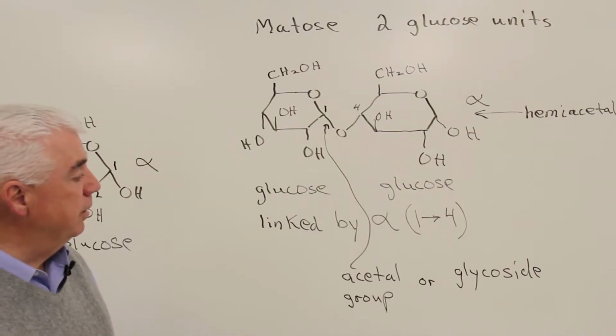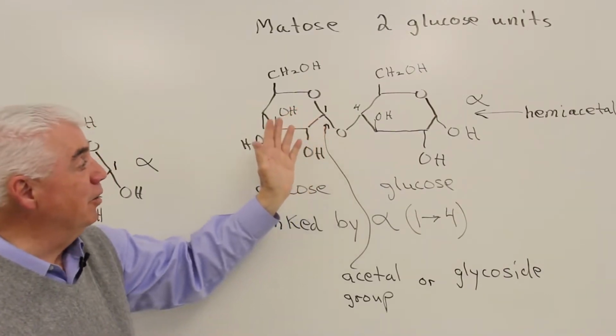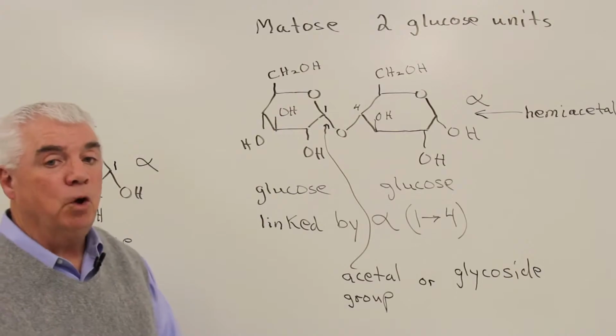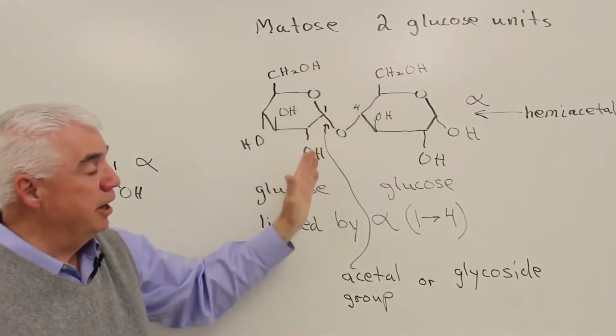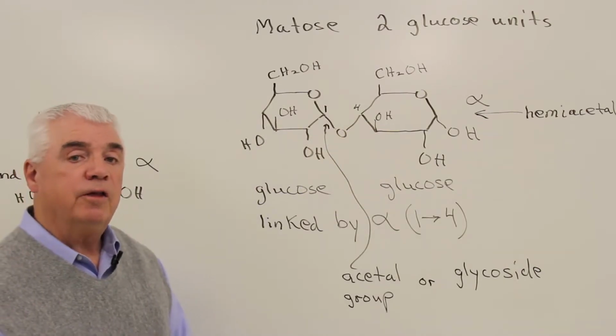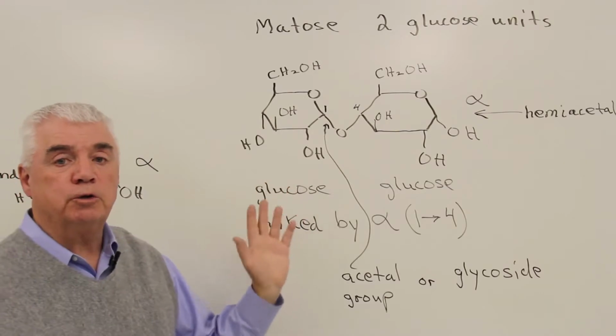I know there was one more thing I wanted to tell you: when we take maltose into our digestive system, the body hydrolyzes this linkage and we get 2 glucose units. They're absorbed into the bloodstream at that point. Let's look at the structure of lactose.